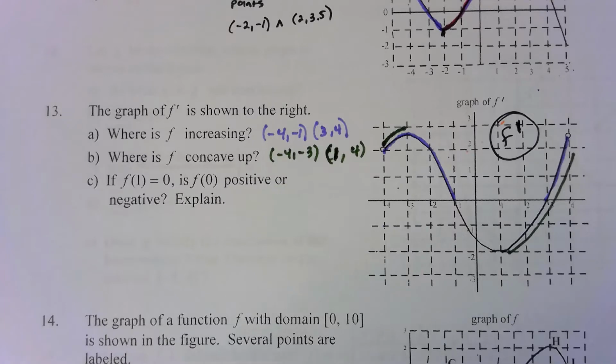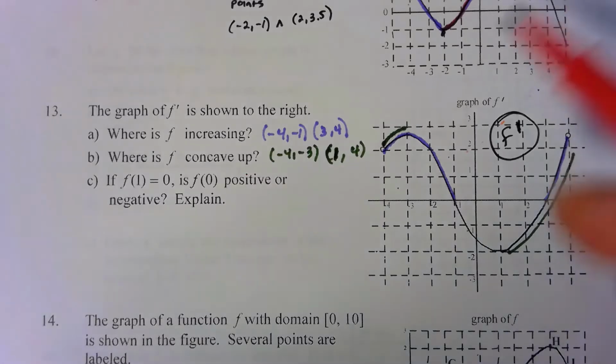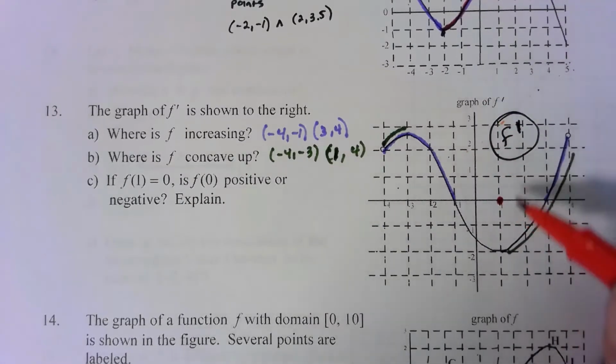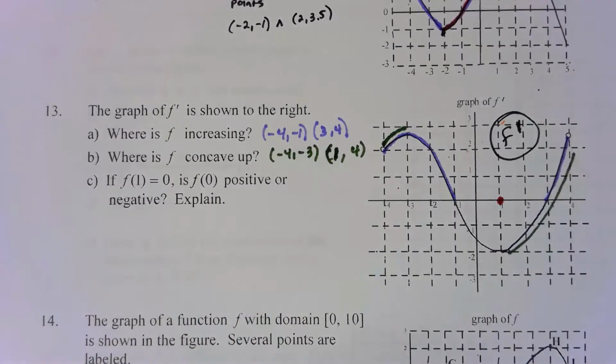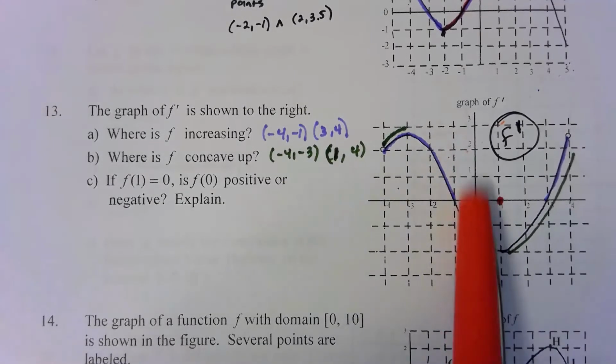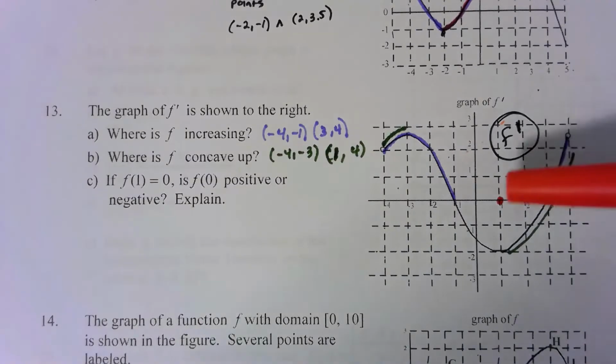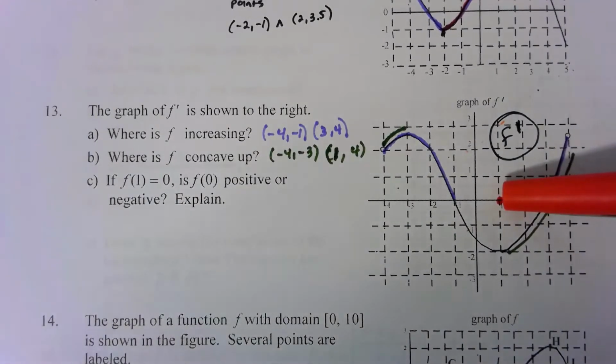If f of 1 is 0, is f of 0 positive or negative? Explain. Okay, so let me find another color. Let's do red. So I know that f of 1 is 0, so my original function graph passes through this point. And I want to know, is f of 0 positively valued or negatively valued? Explain.